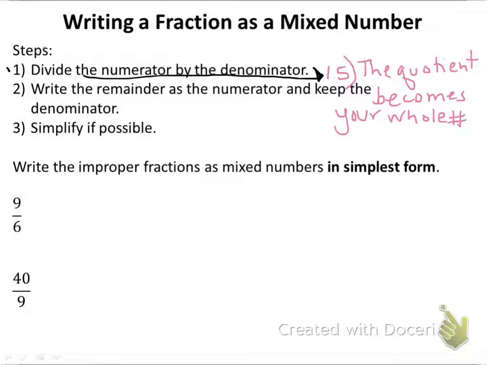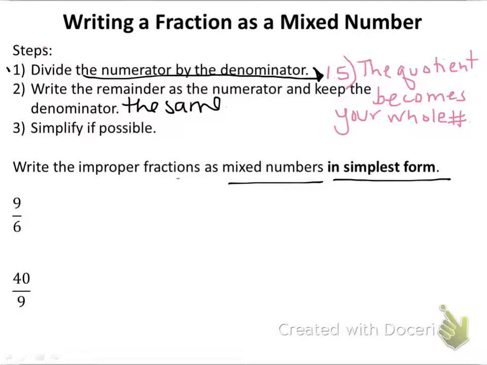Then step 2, write the remainder as the numerator and keep the denominator the same. And then step 3 is very important. Simplify if possible. Okay, let's do an example. We need to write these improper fractions as mixed numbers in simplest form.